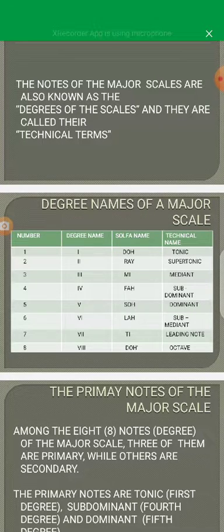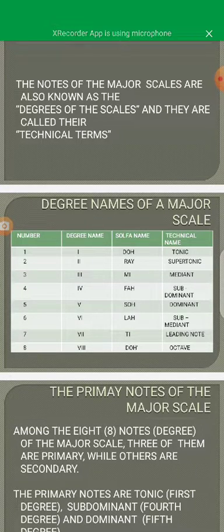It's just that I is the degree name. When you want to refer to it with its degree name, you call it I. When you want to refer to it as the solfa name, you call it Do. And when you want to refer to it with its technical name, you call it tonic.